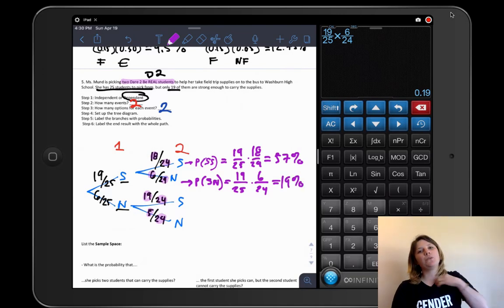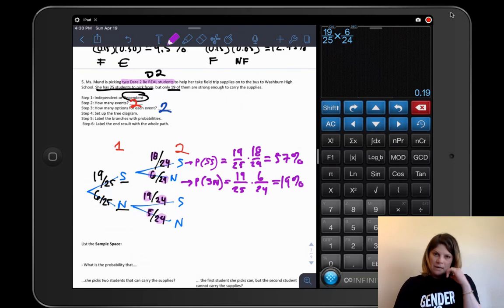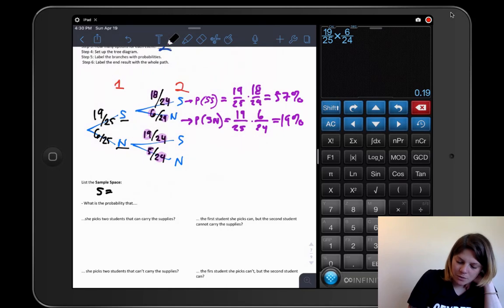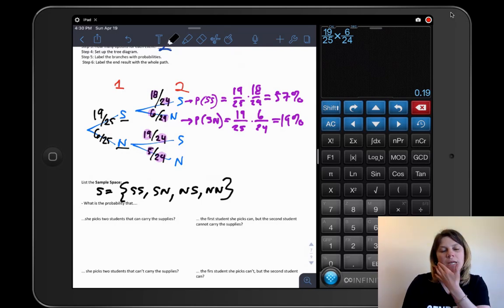Okay, we don't need to go through and do all of the scenarios here. Let's list the sample space. That's a pretty simple thing to do. We just have strong enough, and then not strong enough, strong enough and then not, and not and not. Those are our 4 things that could possibly happen as outcomes.